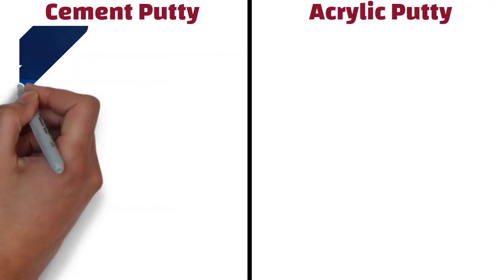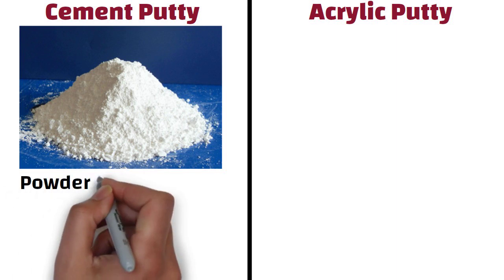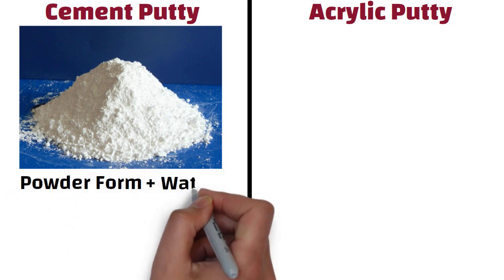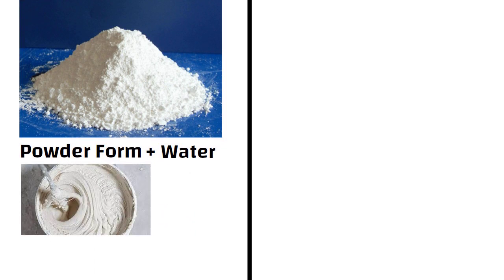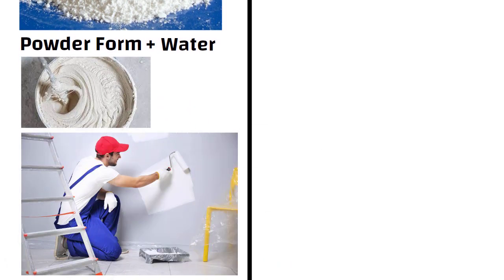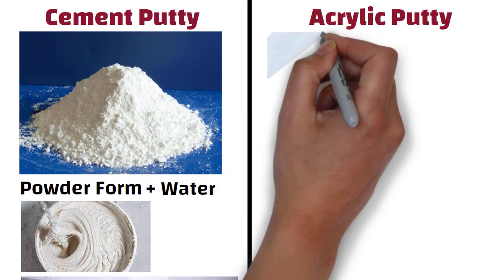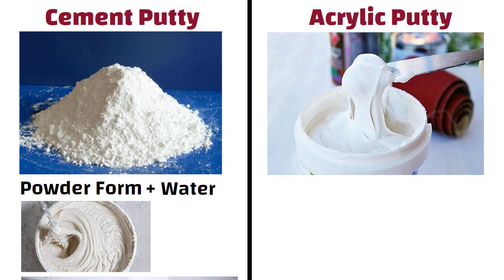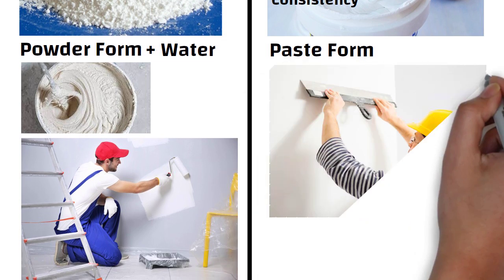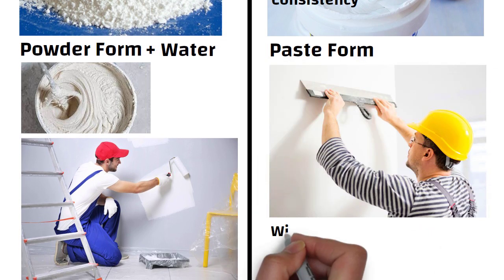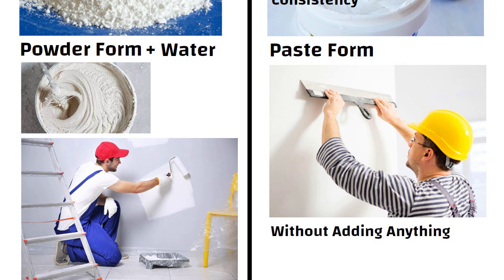Form: cement putty comes in powder form. Water is added at the time of application to form a paste. The whiteness of this product makes it ideal for decorative purposes. Whereas acrylic putty comes in ready to use paste form and it has a butter-like consistency. You can directly apply it on the wall without adding or mixing any kind of materials.